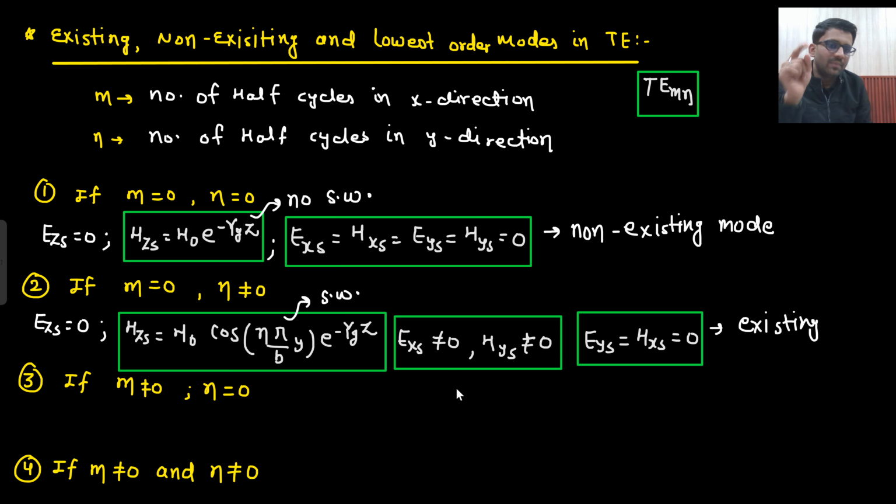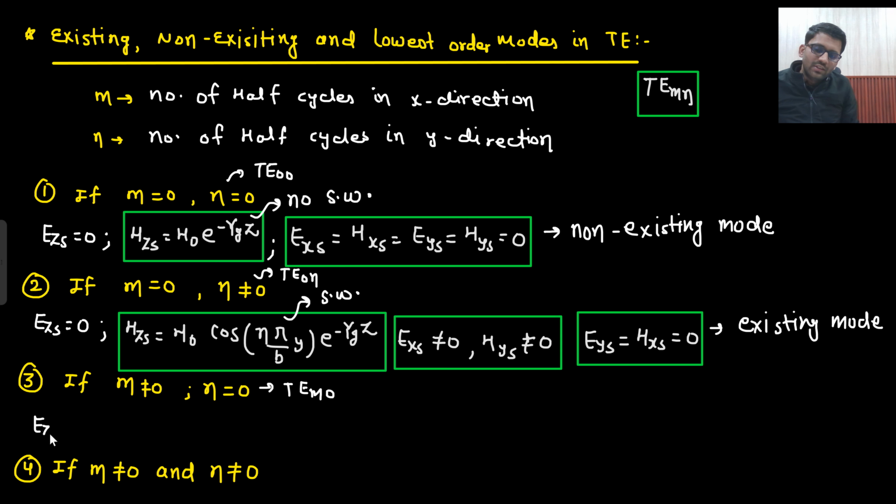So in case of TM, you can have 0 N, right? What would this be? This would be your TE 0 0. In case of TE, what would this be? 0 N. And what would this be? This would be TE M0. This is an existing mode.